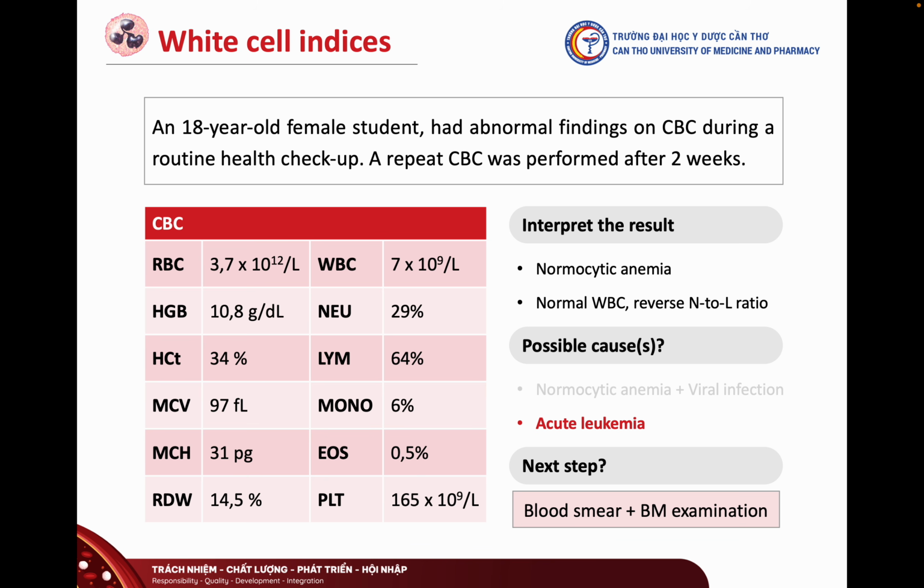And then we order a peripheral blood smear, and unfortunately, the results show something more concerning. Blasts were detected in the peripheral blood smear, and not just a few. The numbers were prominent enough to raise immediate suspicion. A bone marrow examination was then performed, and the diagnosis was confirmed: acute lymphoblastic leukemia, ALL.